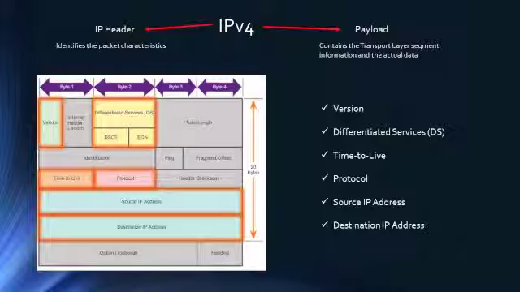Protocol. It's an 8-bit binary value that indicates the data payload type, which enables the network layer to pass the data to the appropriate upper layer protocol. Source IP address contains in 32 bits the source IP address of the packet, and the destination IP address contains a 32 bits value with the destination IP address of the packet.